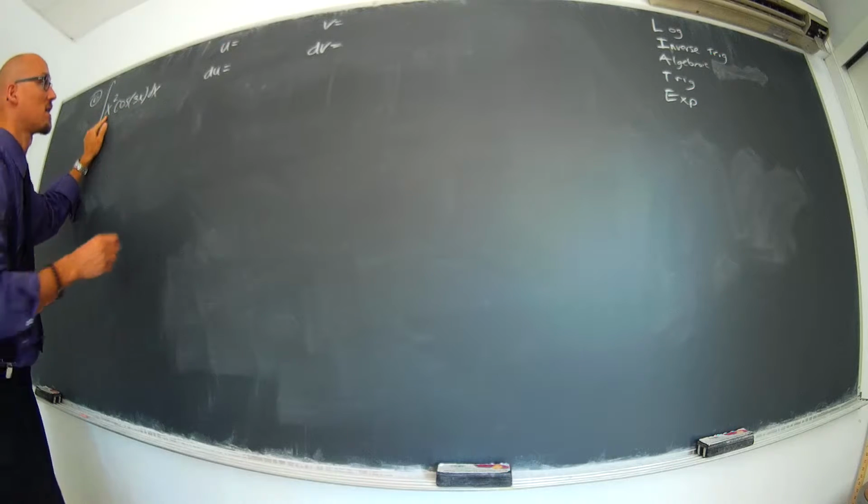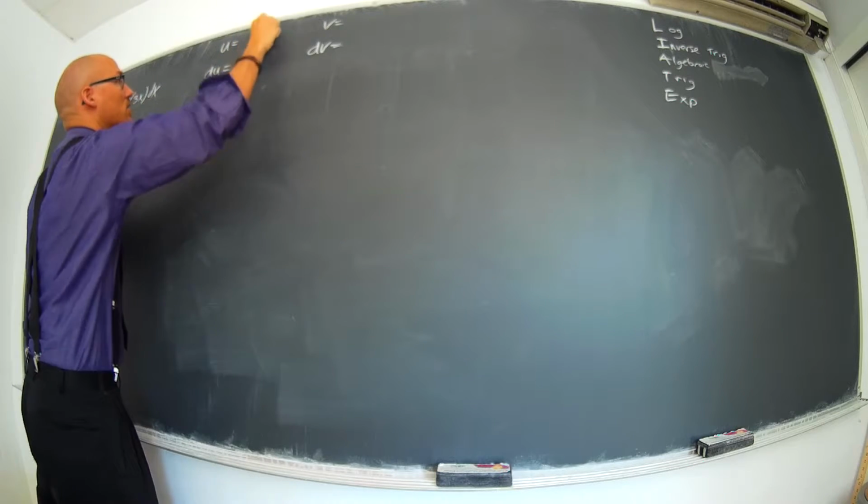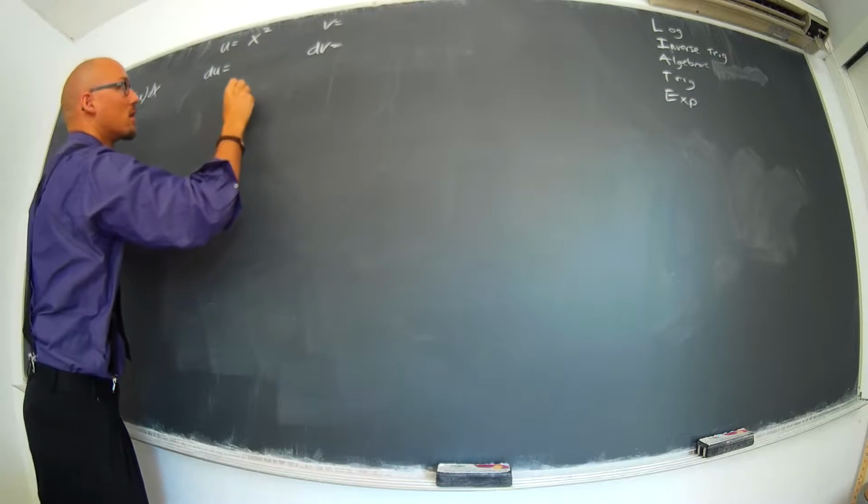dv equals cosine 3x dx. What's our u? x squared. u is x squared because that's the thing we want to simplify. So therefore du is 2x.